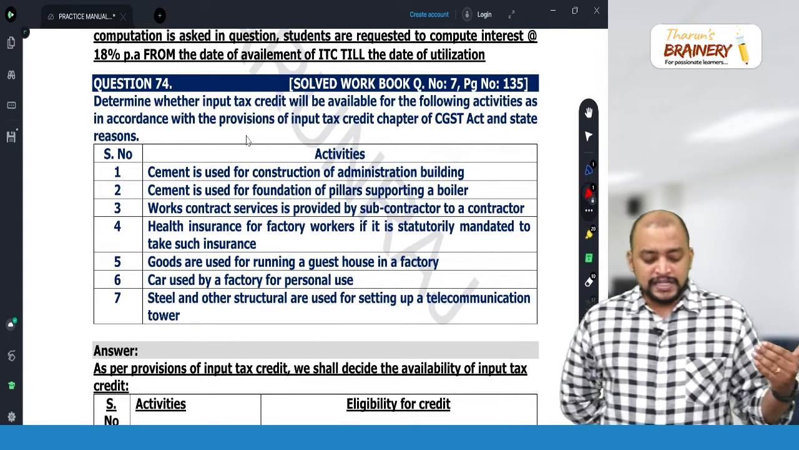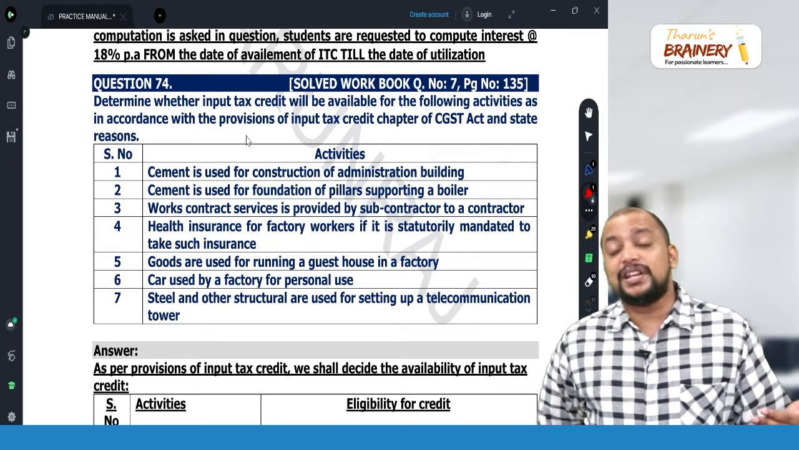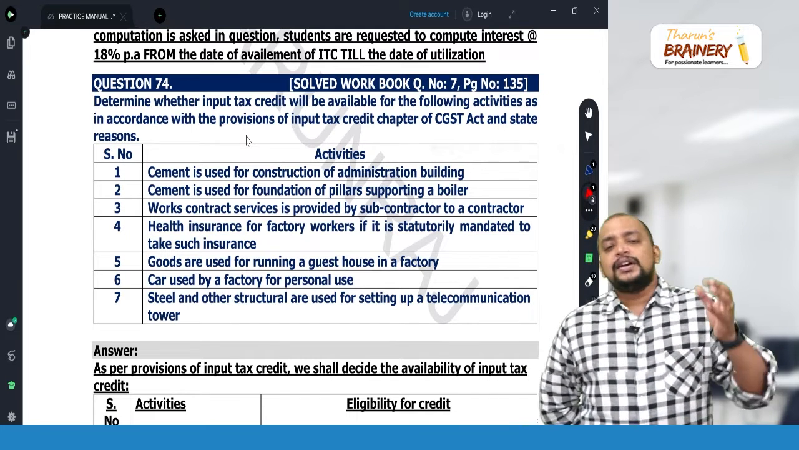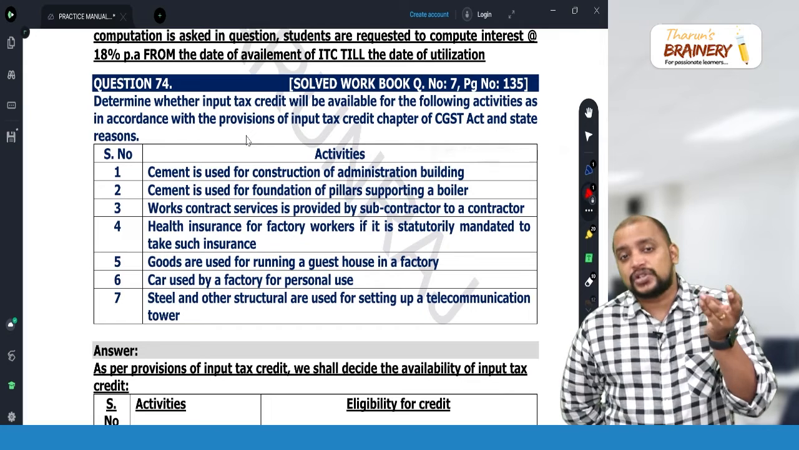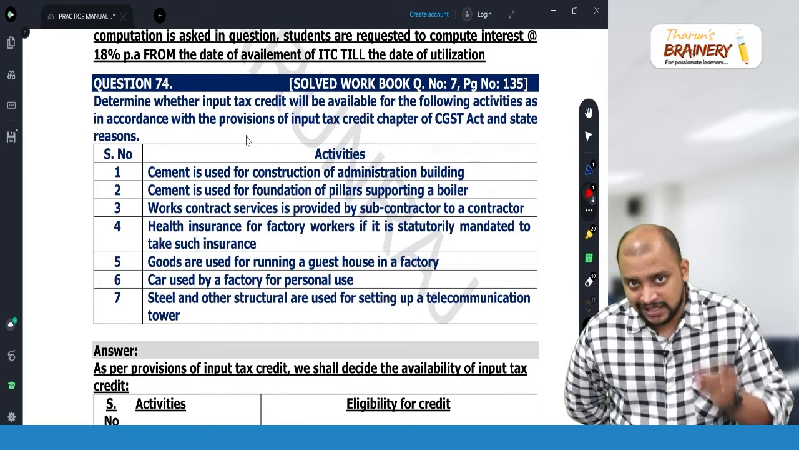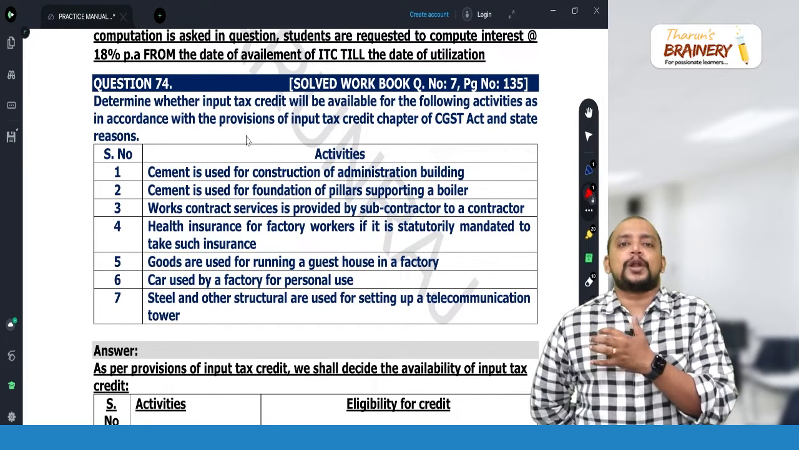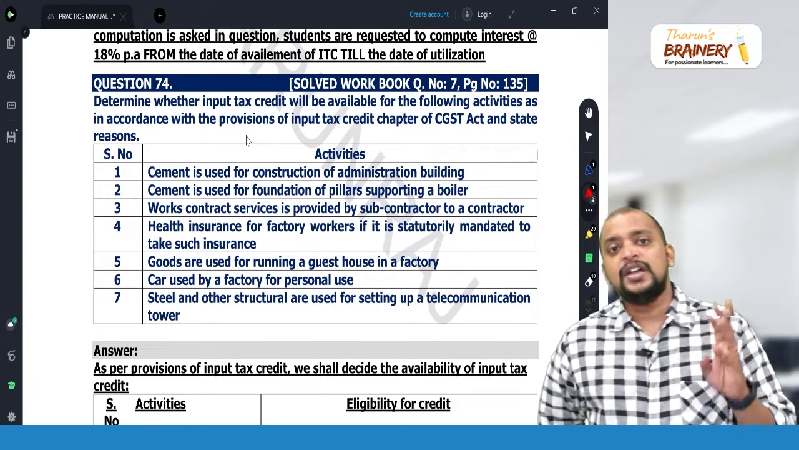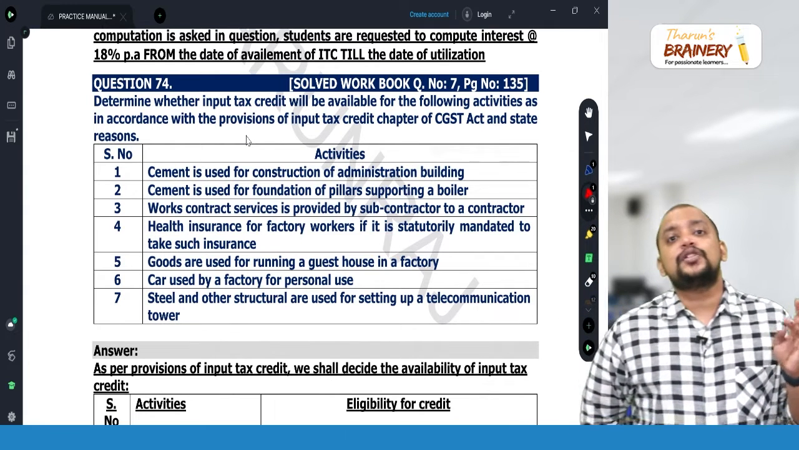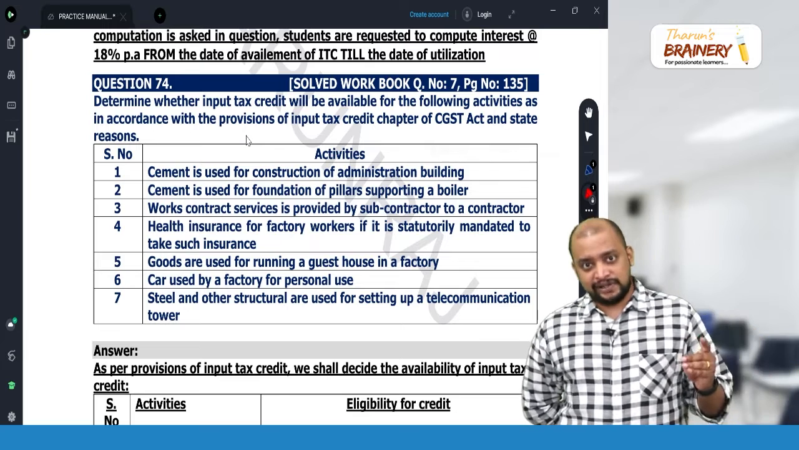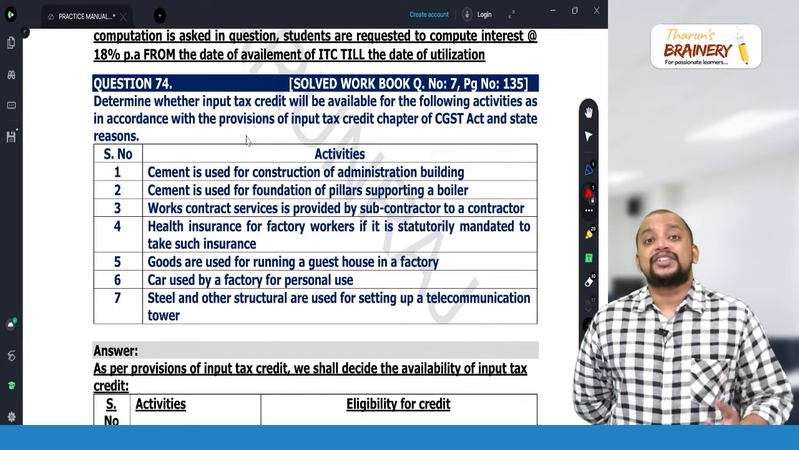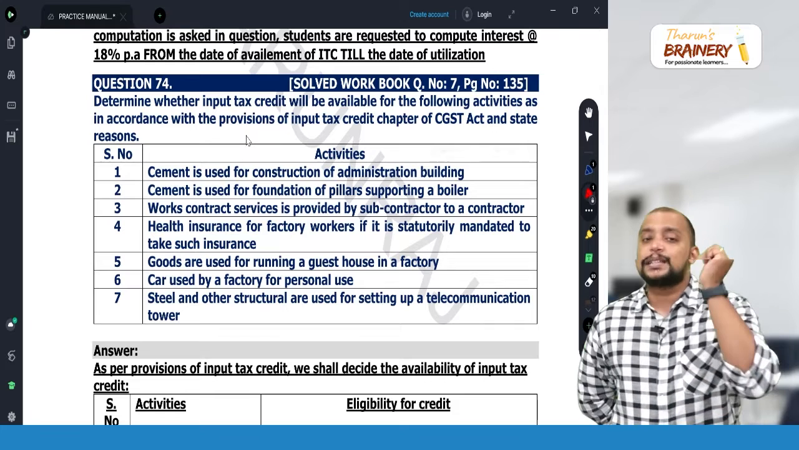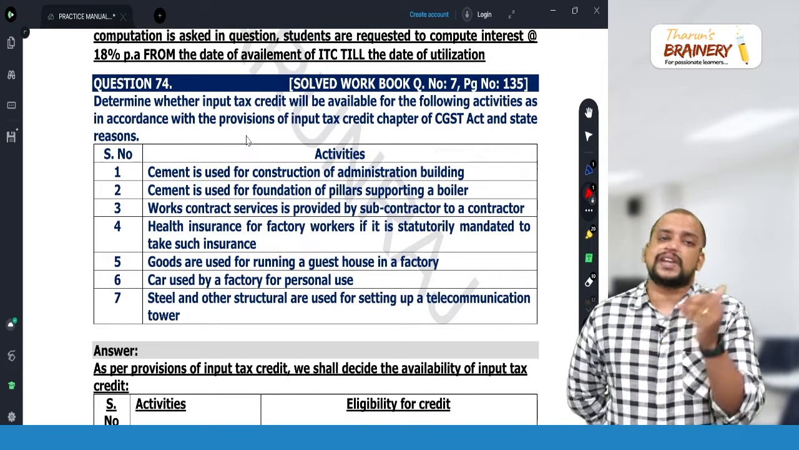First point, cement is used for construction of an administration building. We have certain blocked credits: works contract service, construction service, or any goods purchased for construction of an immovable property is blocked credit. Works contract service, any goods purchased or construction service received for construction of an immovable property is blocked credit. But three exceptions are there. In these three cases we can take ITC.